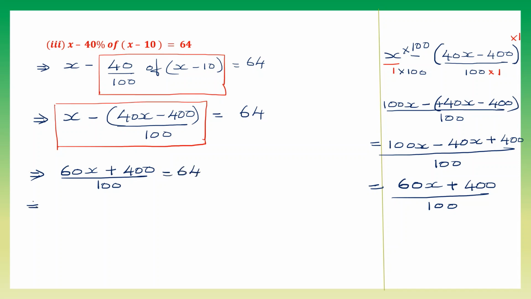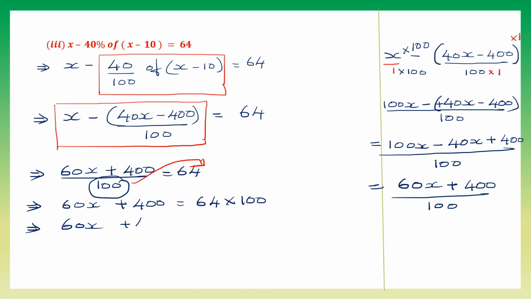So now 60x plus 400 will be 64 into 100, because I have transposed this 100 to the right hand side and it has now become multiplication. It was division here, it's now become multiplication. That's how I got 64 into 100. So now let's do that. 60x plus 400 is equal to 64 into 100.